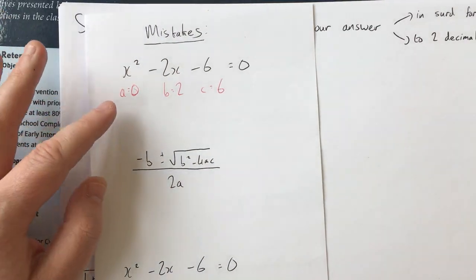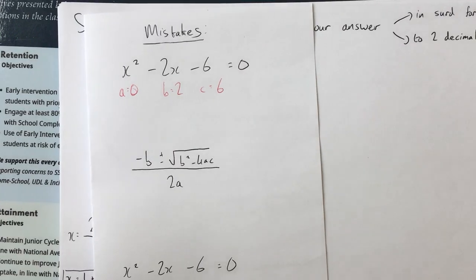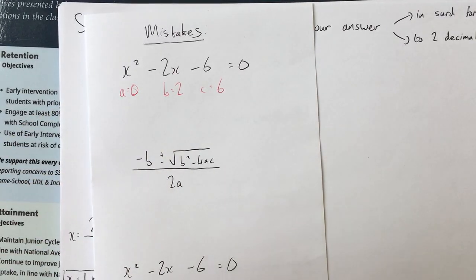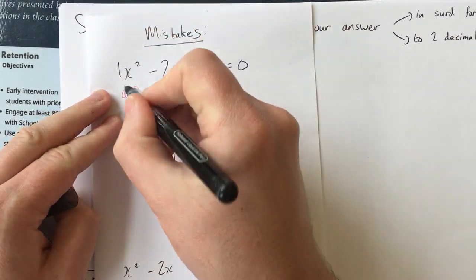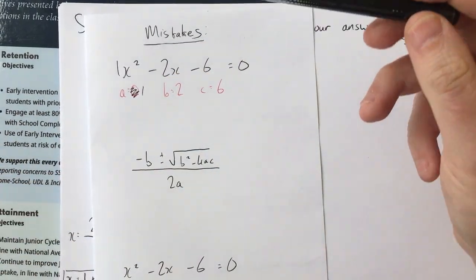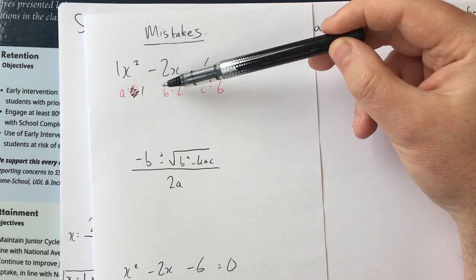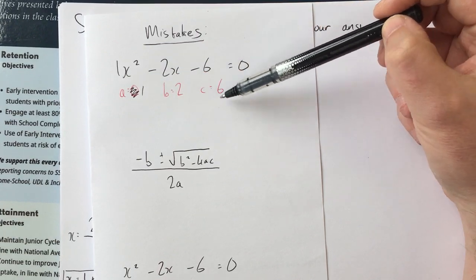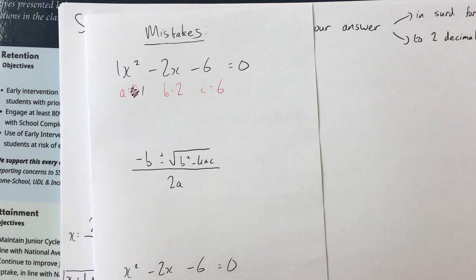Sometimes if people have x squared on its own, they might say A is equal to 0, but it's 1x squared, so A is equal to 1. And the more common one is people just forgetting to take in the minus, so saying B is 2, saying C is 6 instead of -6. So that's a mistake. What happens if you do that?